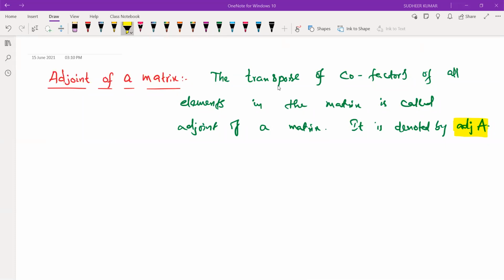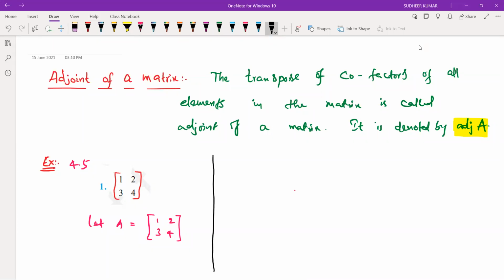So let us see how to find it. If we consider an example, first we'll see for a 2 by 2 matrix, then we'll go for a 3 by 3 matrix also. Let us consider this matrix A, that A is the matrix 1, 2, 3, 4, a 2 by 2 matrix. Then how to find its adjoint? First we need to find the cofactor of each element.